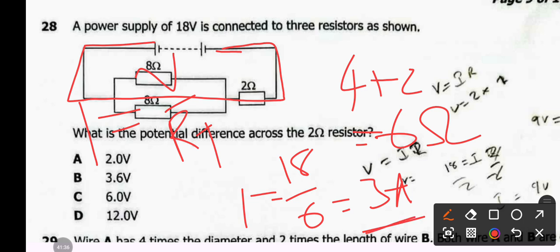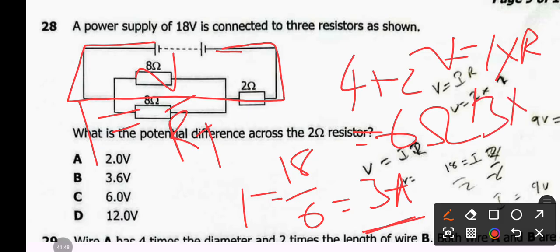Now since we have the current flowing in the circuit, we just use the formula V equals I times R. I in this case is 3, while R is 2, thereby giving a value of 6 volts.